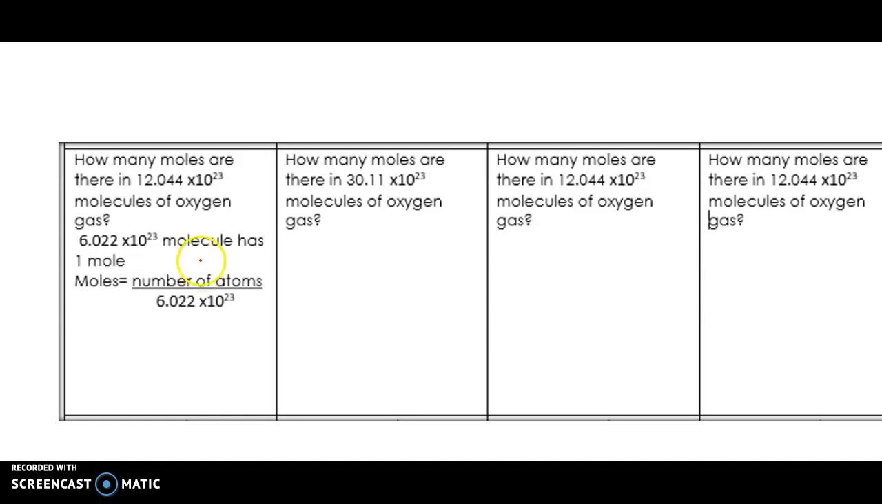Now if you've been asked how many moles there are, we've got to find out moles. How many moles are there in 12.044 times 10 to the power 23 molecules? You've been given the number of molecules. In order to find the number of moles, you would use this particular formula. The number of molecules, in this case 12.044 times 10 to the power 23, divided by that number. When you solve that, you would get 2 moles. In the same way, pause the video and try out the rest of the questions, and then once you've finished, come back and check the answers.